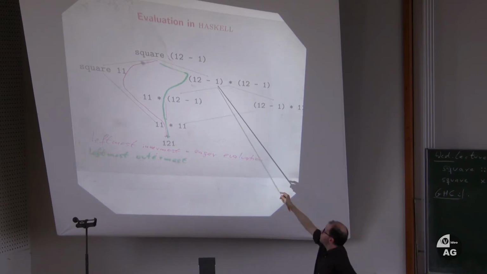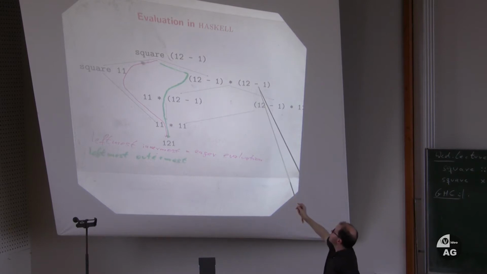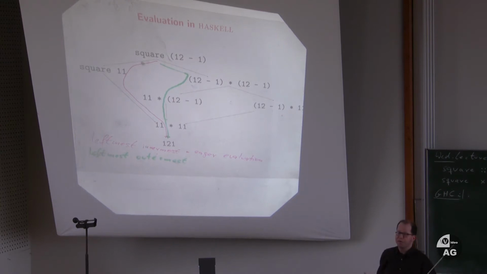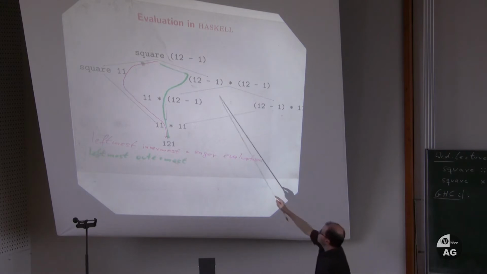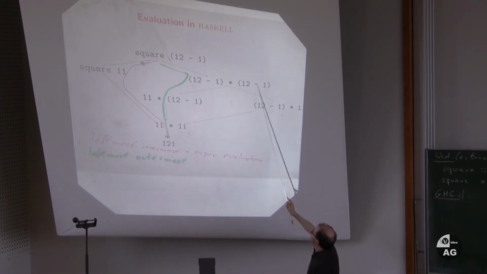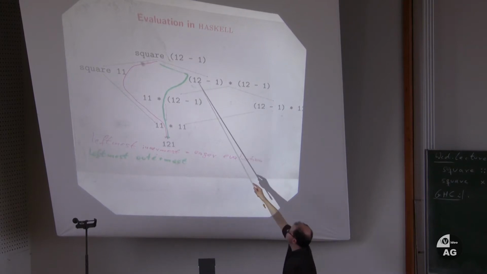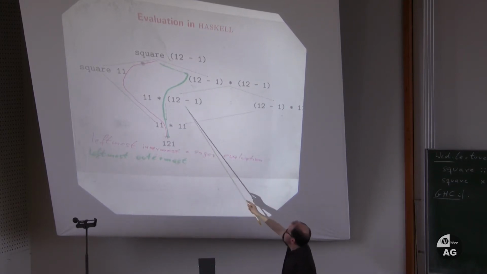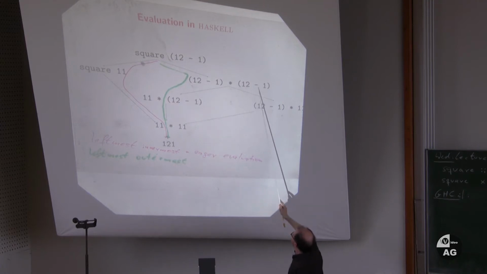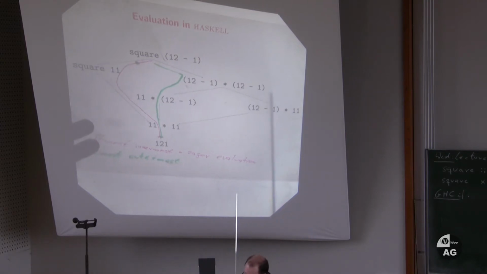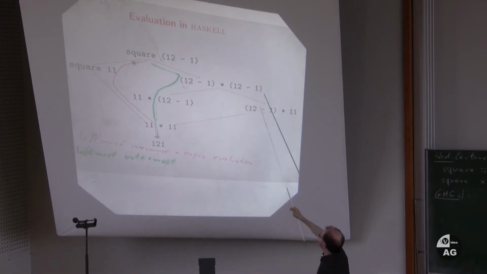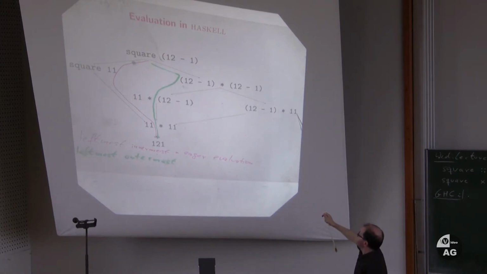So we can really apply functions to expressions that are not yet evaluated. Now, how would we proceed further? There are three operations here, minus, times, and minus. The times we cannot evaluate because times only works if both arguments are already numbers, completely evaluated. But we could evaluate this minus, and we could evaluate this minus. If we evaluate this minus, then this sub-expression becomes 11. So we have 11 times 12 minus 1. And if we evaluate the other minus, then we reach 12 minus 1 times 11.